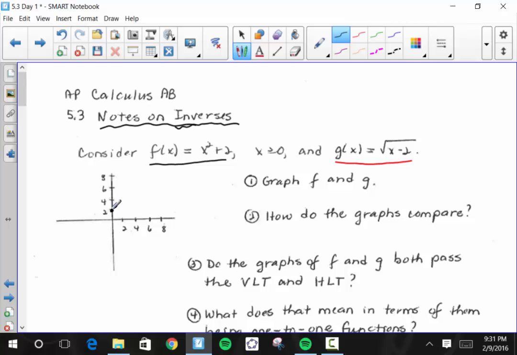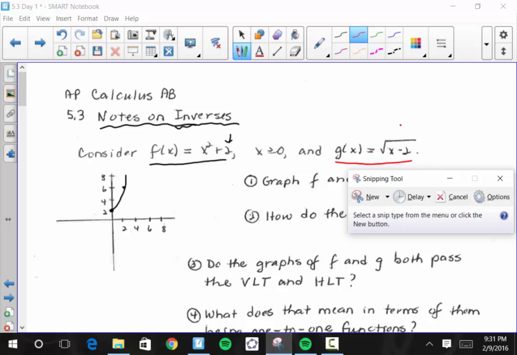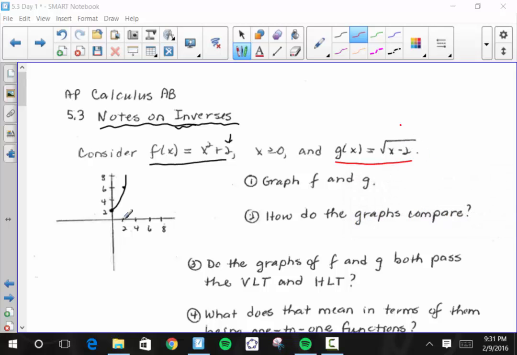Graph the f of x function right here. I know it's a parabola, so it starts off here at 2. And then the next point's probably up 4 from the 2, and it looks something like that. Just need an estimated graph right here. And then we're going to graph the g of x function. This is a square root function. So this negative 2 means it moved to the right 2. So let's move this radical to the right 2, and it looks something like this.